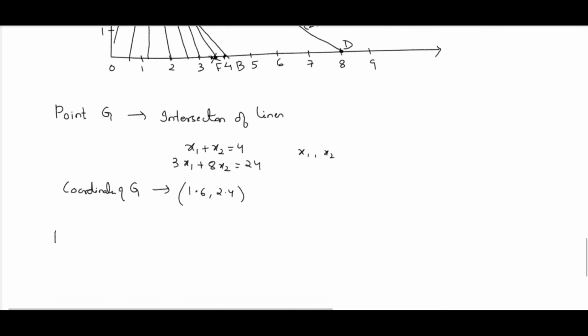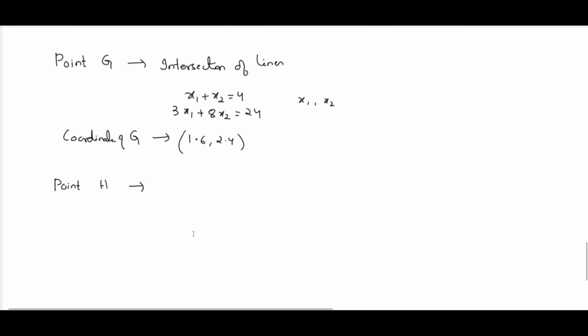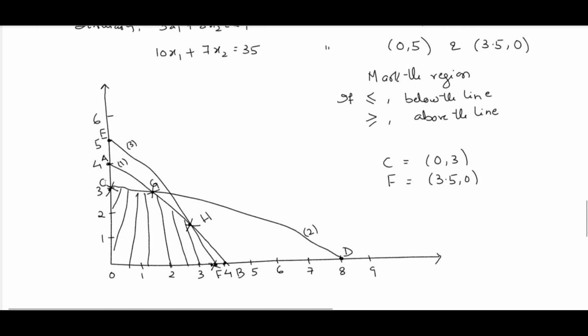Next is point H. Point H is the intersection of lines equation 1 and equation 3, that is 10x1 plus 7x2 is equal to 35. If you solve it, you will get the coordinates of H as 2.4, 1.6. Now you have the coordinates of all the points: C, F, G, H, belonging to the common area.